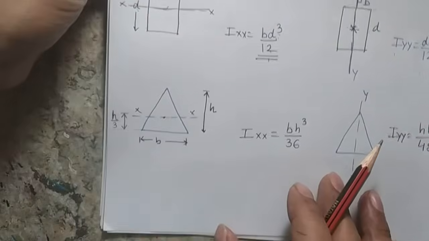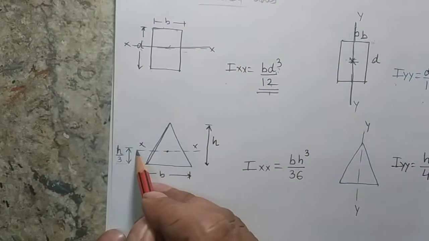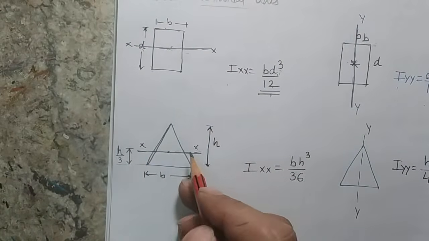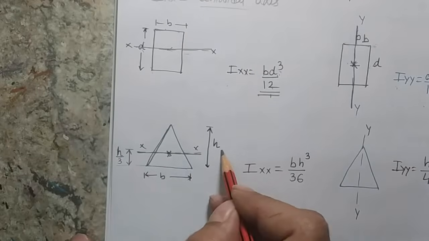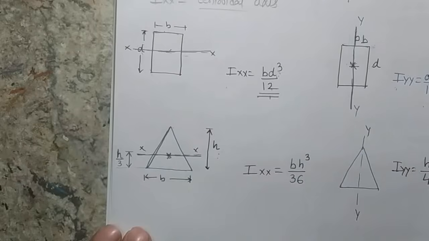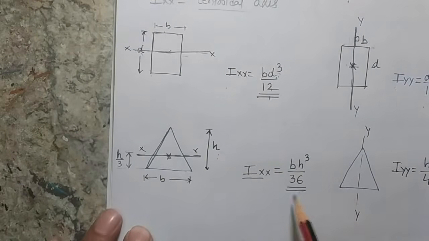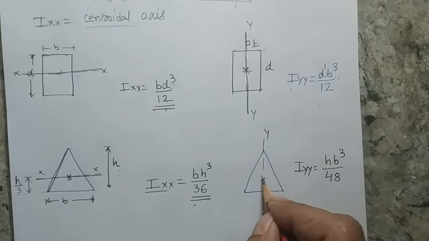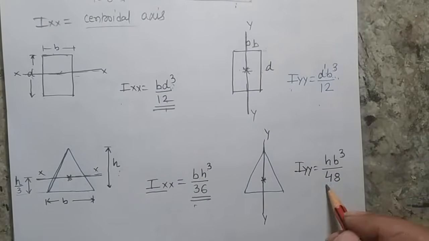Similarly, if you want to find the moment of area of a triangular section about its centroidal axis: in a triangle, the centroid is at a distance h by 3. If h is the height of this triangle, this would be h by 3 from the base, and its second moment of area is defined by bh cube by 36. Similarly, if I am interested to find the second moment of area about the y axis, it is defined by bh cube by 48.